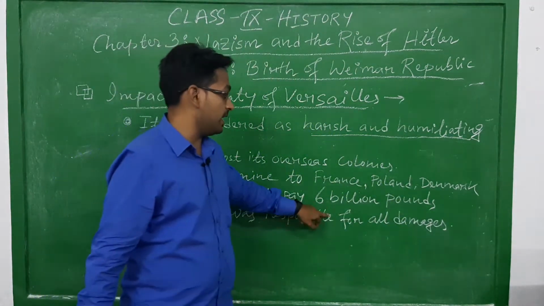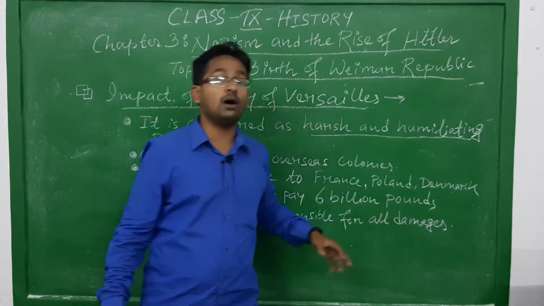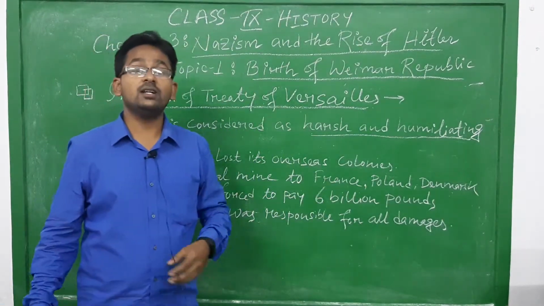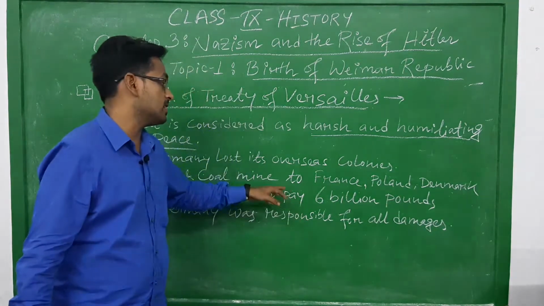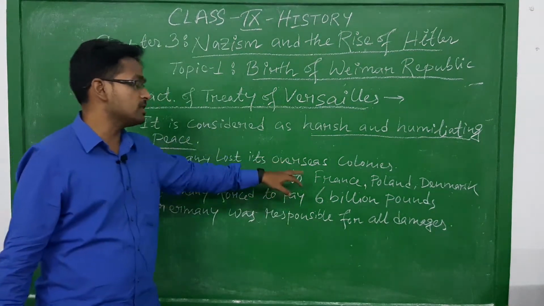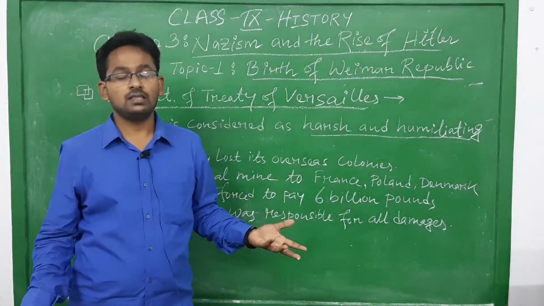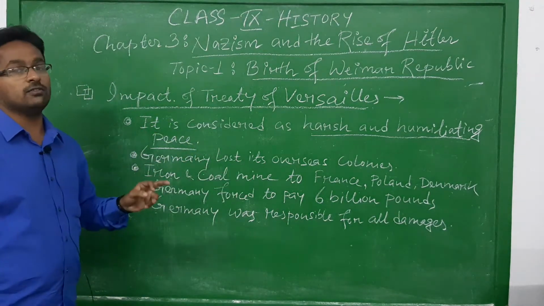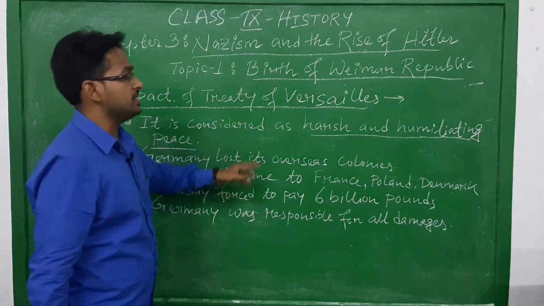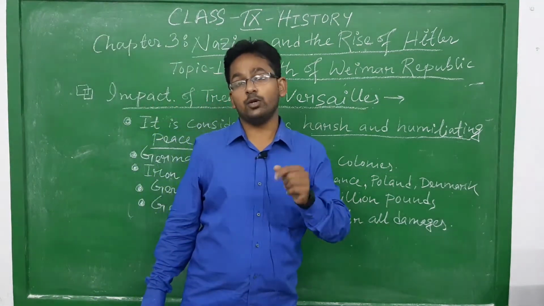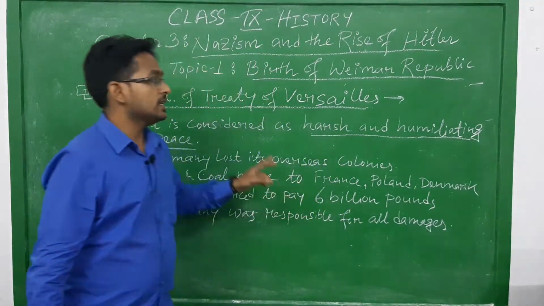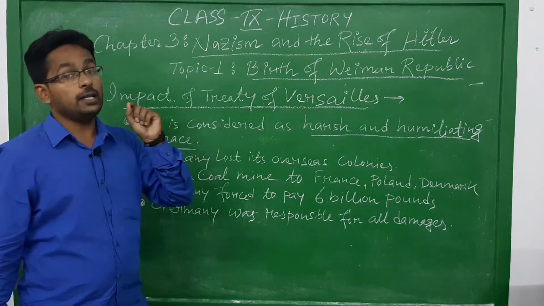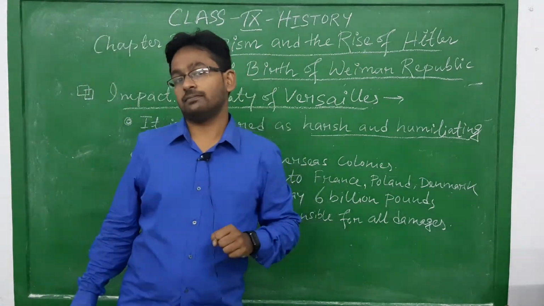Germany had to pay compensation of 6 billion pounds, but Germany did not have any monetary resources like iron and coal mines, overseas colonies, and so on. So these are the conditions of the Treaty of Versailles, and that's why this treaty was considered a harsh and humiliating peace. Remember students, this topic is very important for the 5-mark question.